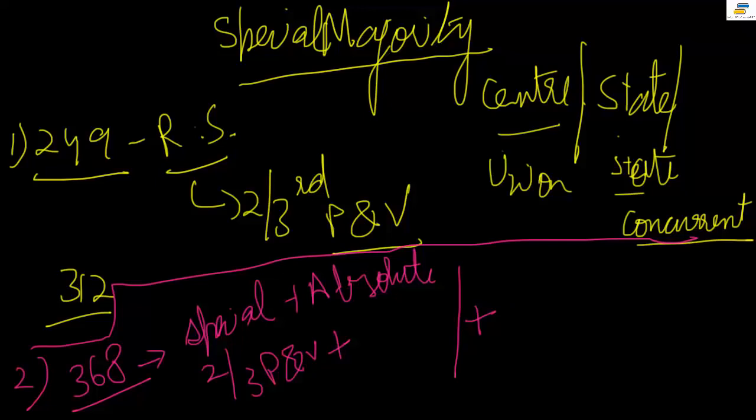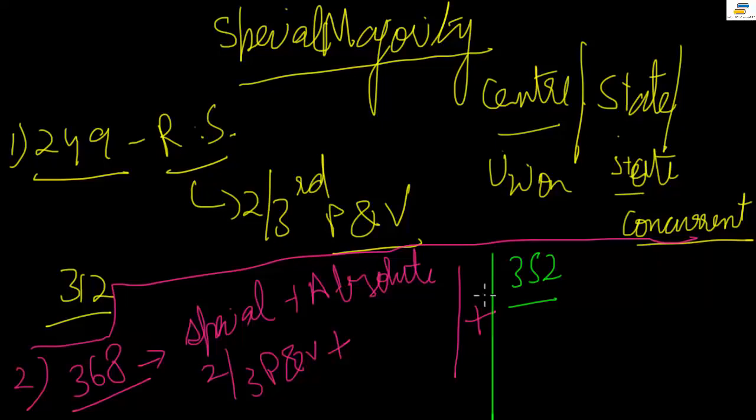For example, now if you want to pass, as I talked, constitutional amendment bill, right? Now under article 352 also this is needed, special majority. Where is the need? We are talking about the need of the special majority. So let me just put a line over here so that it's easy for you to understand. 352, right? Article 352 is national emergency.